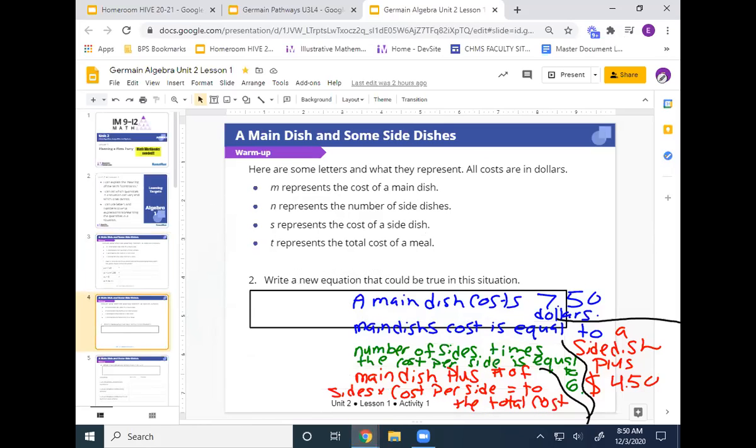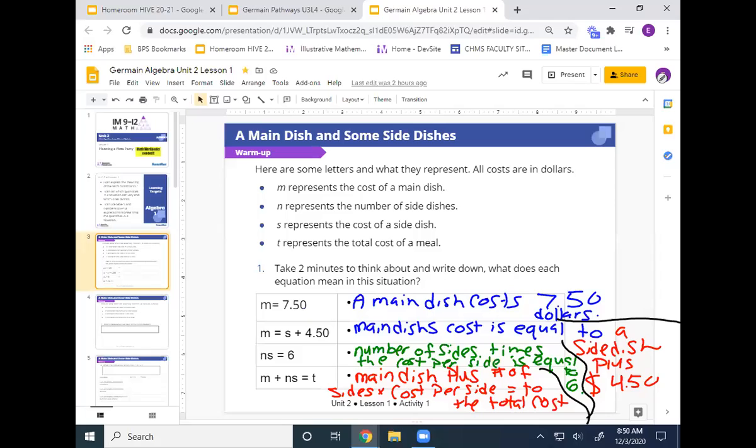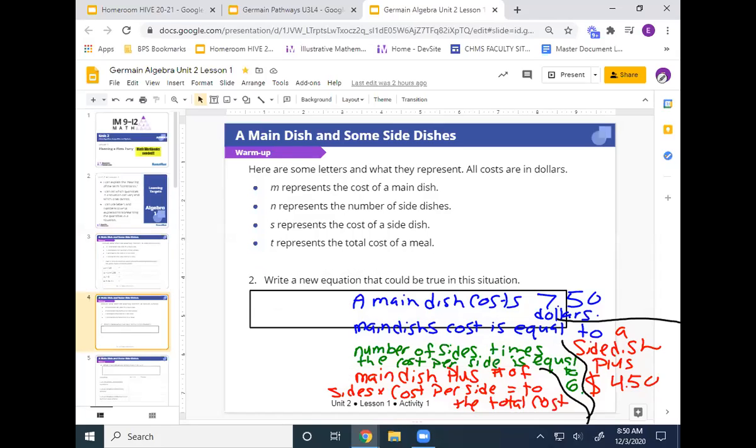Okay, so let's take a look. You're copying down if you didn't get a chance to finish. Here are some letters and what they represent. All costs are in dollars. Write a new equation that could be true in this situation. So we have 4 here. I want you to come up with any other one more expression or equation that can be true using these variables. I want you to take 1 minute right now to write another equation that can be true based on these variables. Anything you might want to write. Then tell me in the chat the expression or the equation that you write.